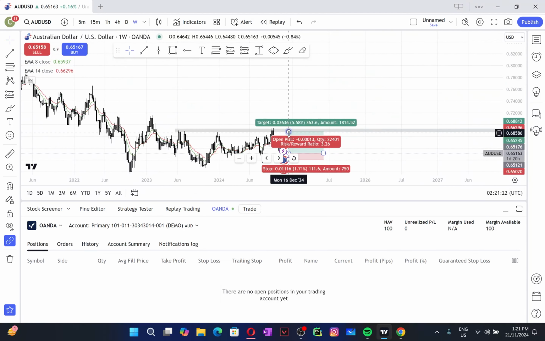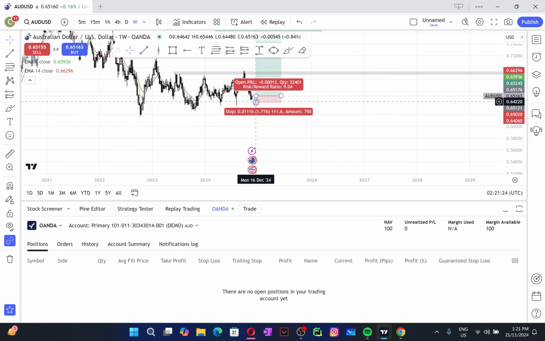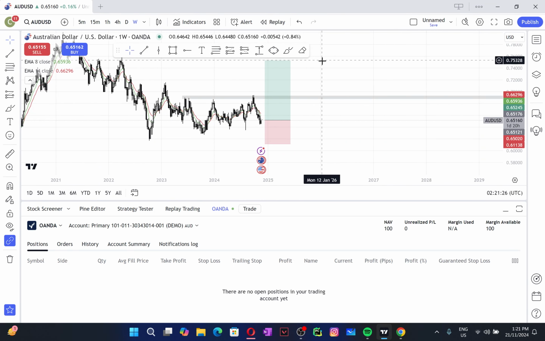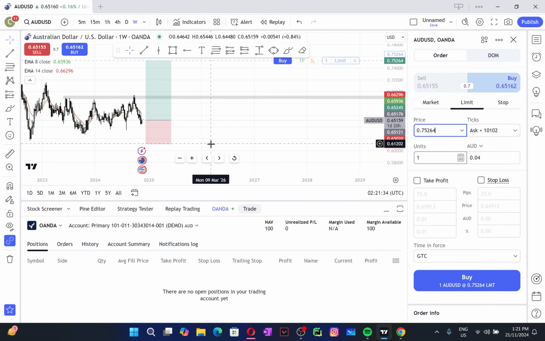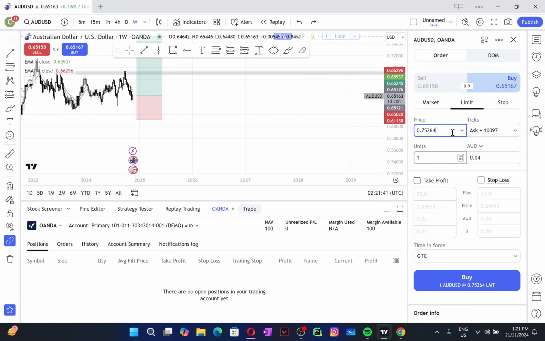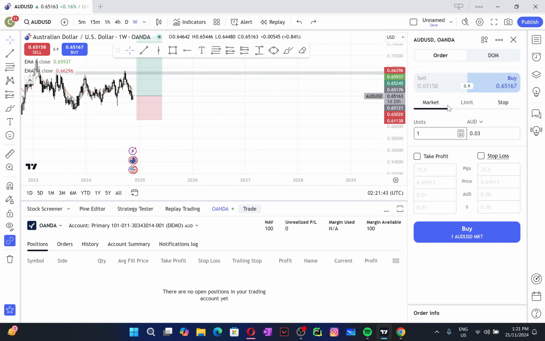So what I'm going to do is I'm going to have my take profit over there. So let's just click on the trade panel, and this is the primary account. So I do price, and this is the stop loss. Oops. It's a market order. I have a take profit and the stop loss.